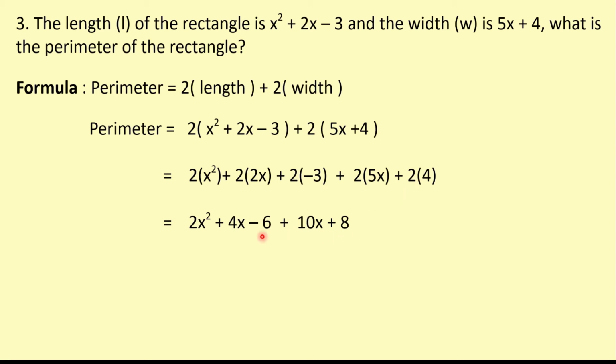Then, combine like terms. So, ito, 4x and 10x, same silang x. So, combine natin. Then, itong mga constant, 8 minus 6. So, 4x plus 10x is 14x. Then, 8 minus 6 is 2. So, ito na yung final answer.